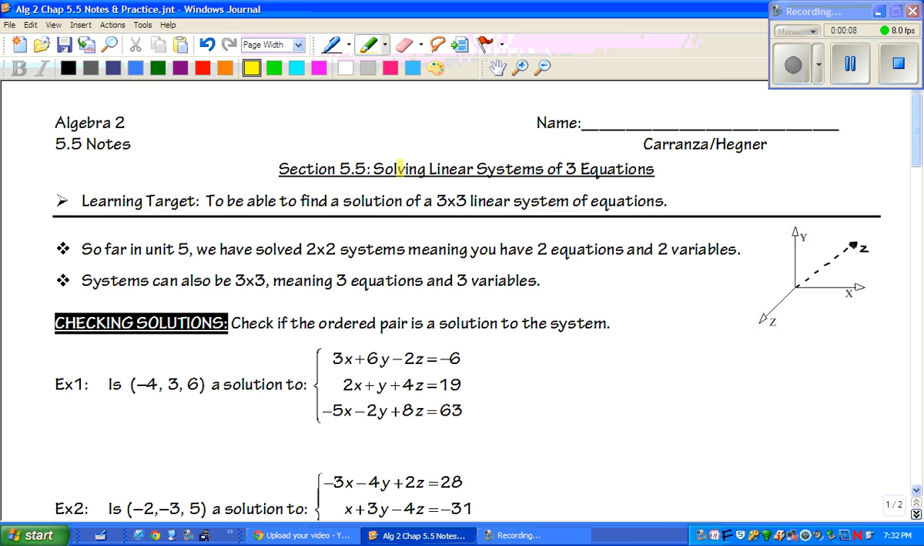Today we're talking about solving linear systems of three equations. Our learning target today is to be able to find a solution of a 3x3 linear system of equations.